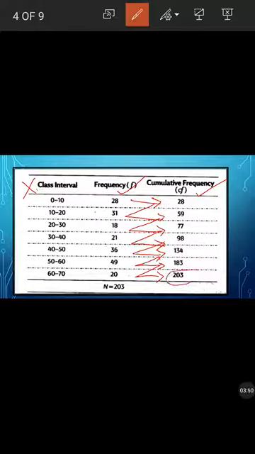So this is the final value, and always remember that the value of n and the highest value in the cumulative frequency should be the same. So n and this cumulative frequency should be the same. So you can know that the calculation is correct. This 203 we have derived from adding all the values of the frequency.